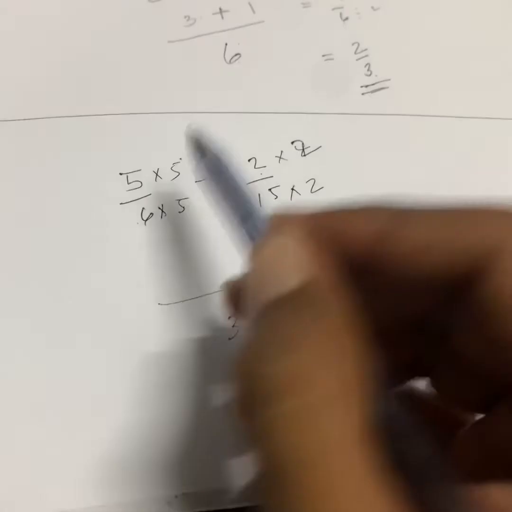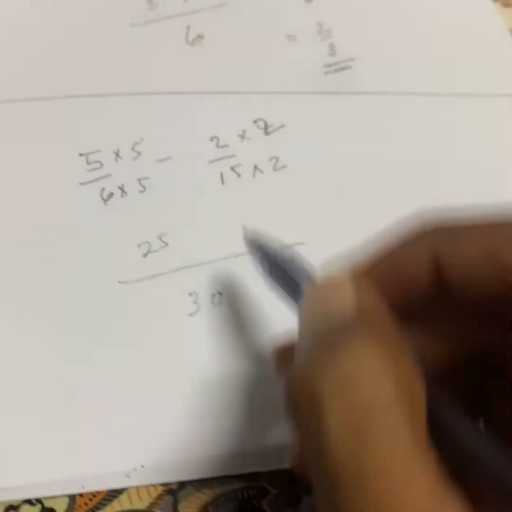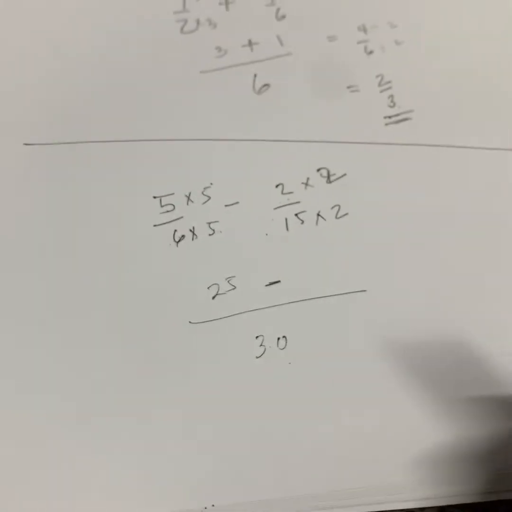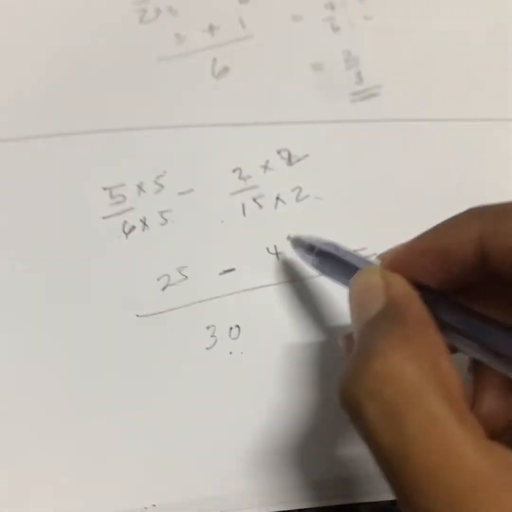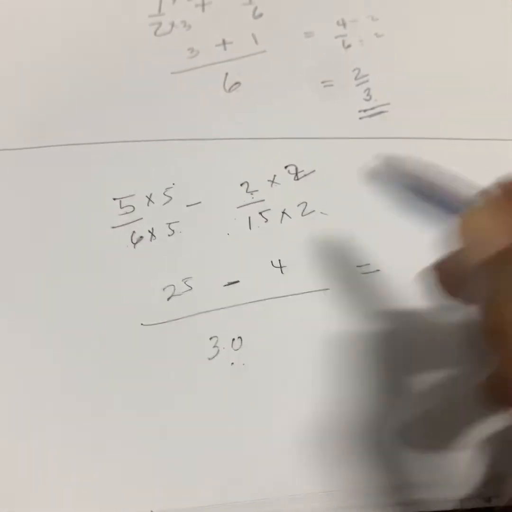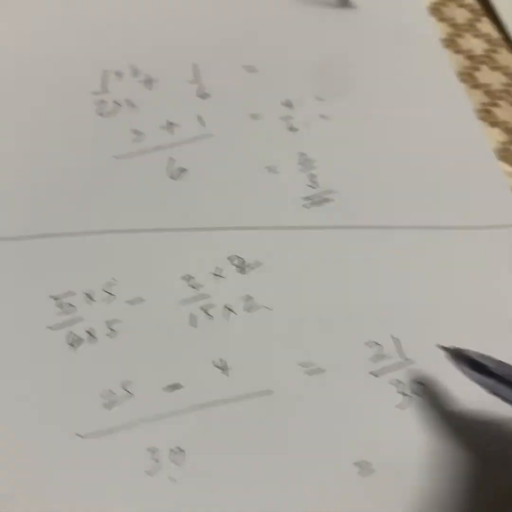Same thing here, same thing there. 5 times 5 is 25. 6 times 5 is 30, so it's a minus. We put the minus there. 2 times 2 is 4, and 15 times 2 is 30, so we minus that. 25 minus 4 is 21/30. That is your answer.